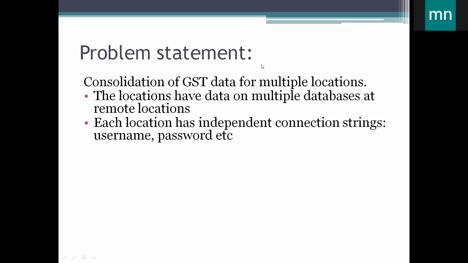Each location has an independent connection string, username, and password. Taking an example of PVR, there are 155 cinema locations, and we have to take the data from these 155 locations by making dynamic connections, and each connection has a different username and password. So we have created one table that contains the username and password for the different locations, and by making the connections from this table, we are fetching the data.